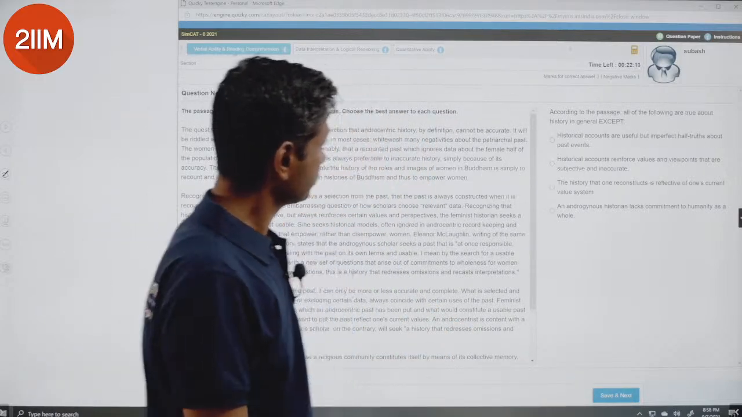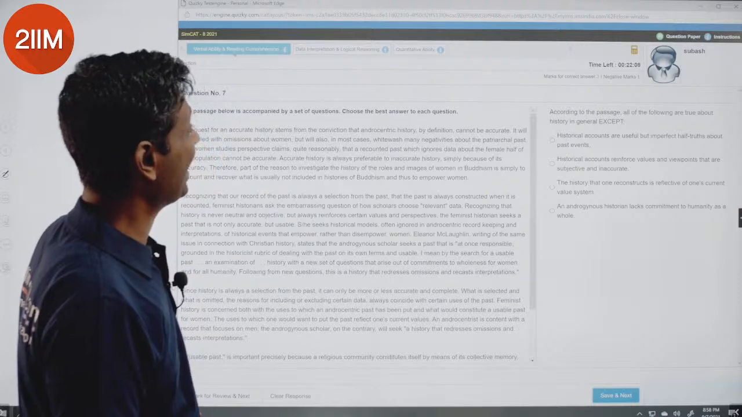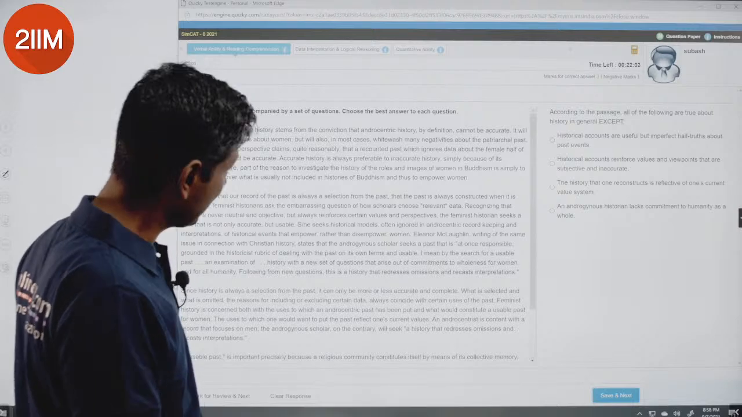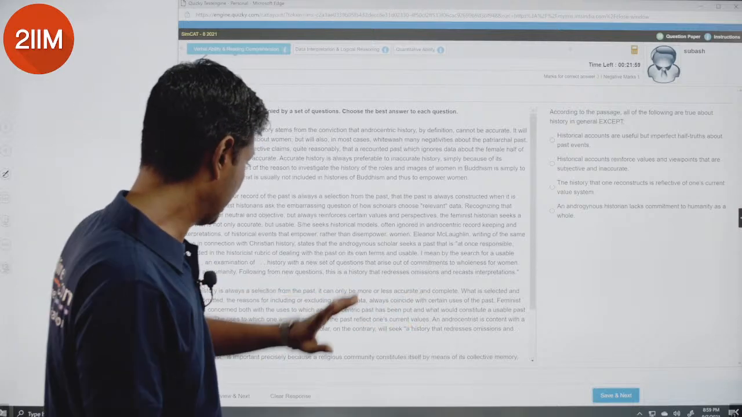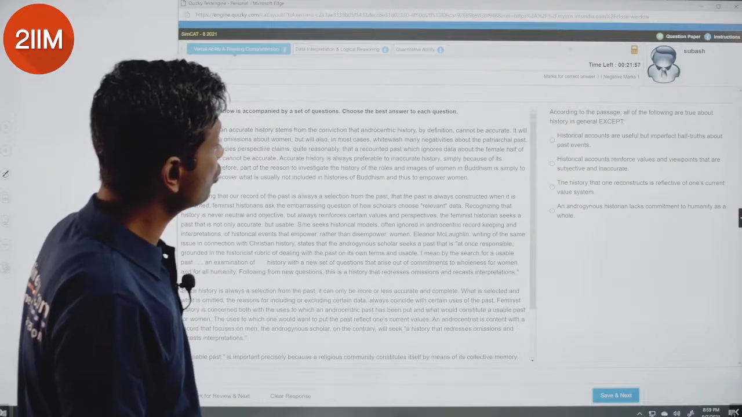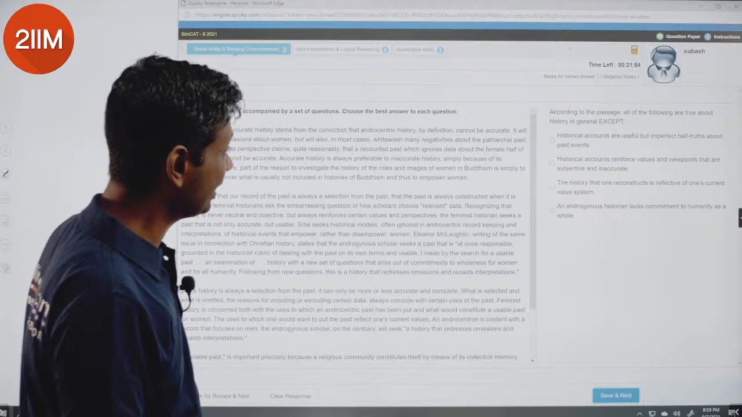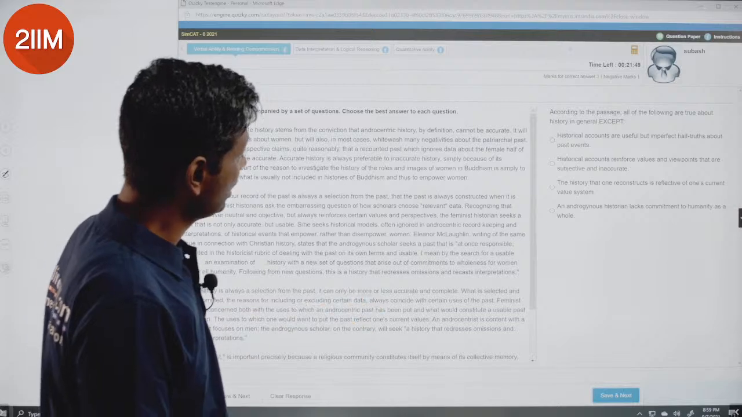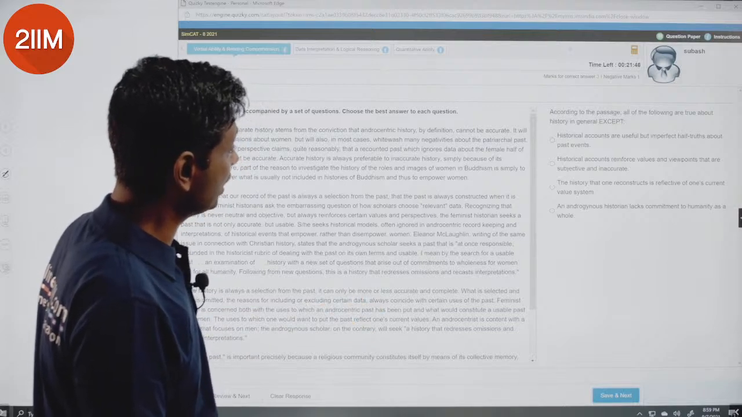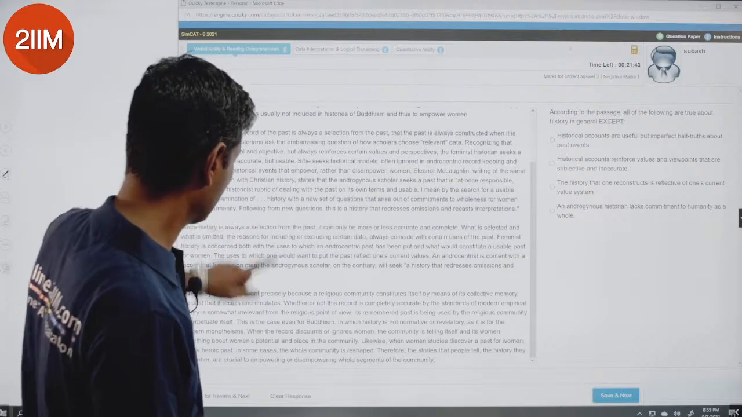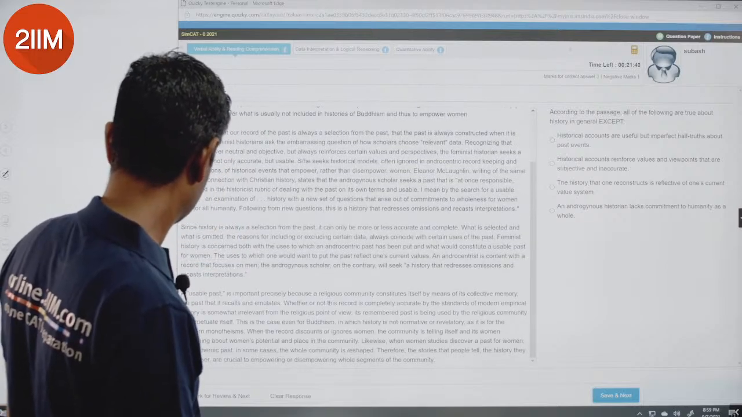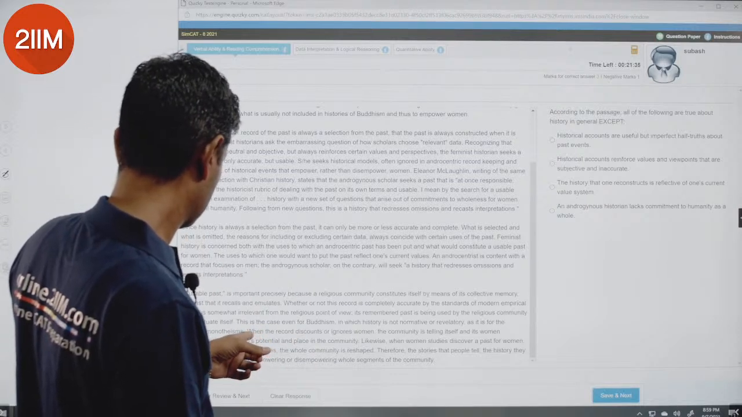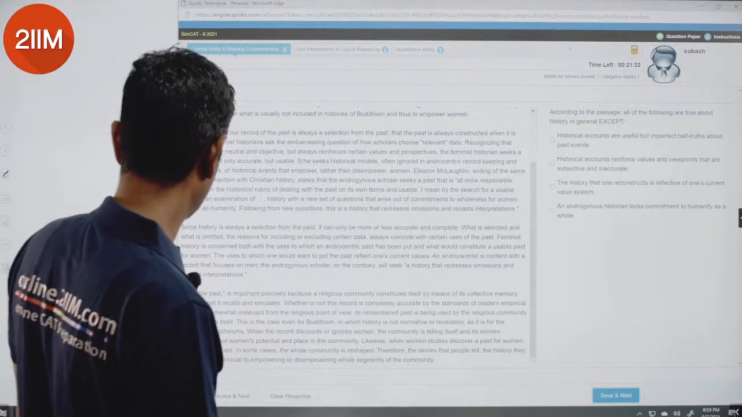Not that confident. All of the following are true about history in general, except: historical accounts are useful but imperfect half-truths about past events. Yeah, so more or less accurate, imperfect, useful. Historical accounts reinforce values and viewpoints that are subjective and inaccurate. Perhaps yes, they're subjective, yes, they're more or less accurate. The history that one reconstructs is reflective of one's current value system. That is also true. I don't know where exactly you saw that.